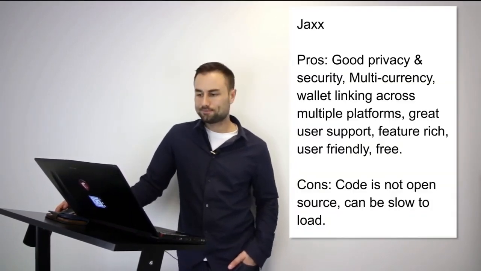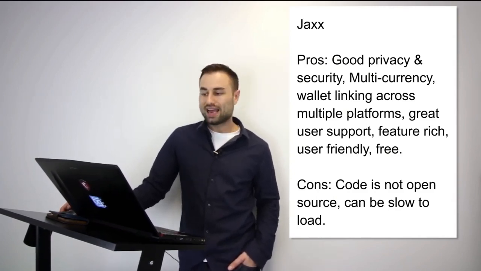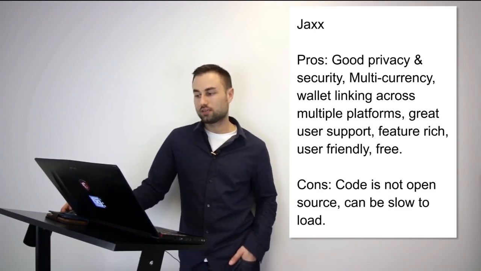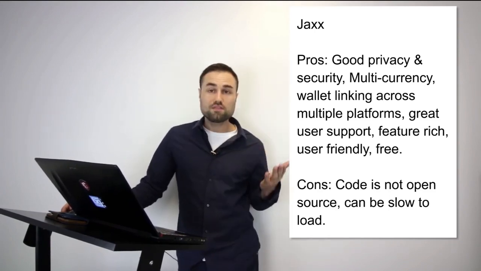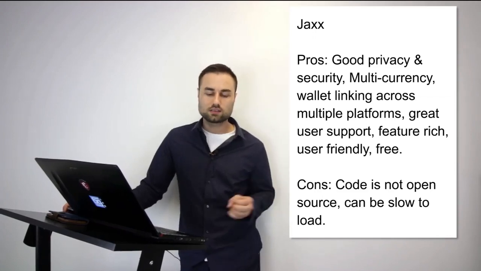And next, we move on to Jaxx. Jaxx is another mobile wallet. What's really good about Jaxx is it supports different currencies such as Ether, Ether Classic, Dash, Litecoin, Bitcoin, etc., and many more. Another great feature about this is the user interface. I think Jaxx has one of the best UX designs possible.